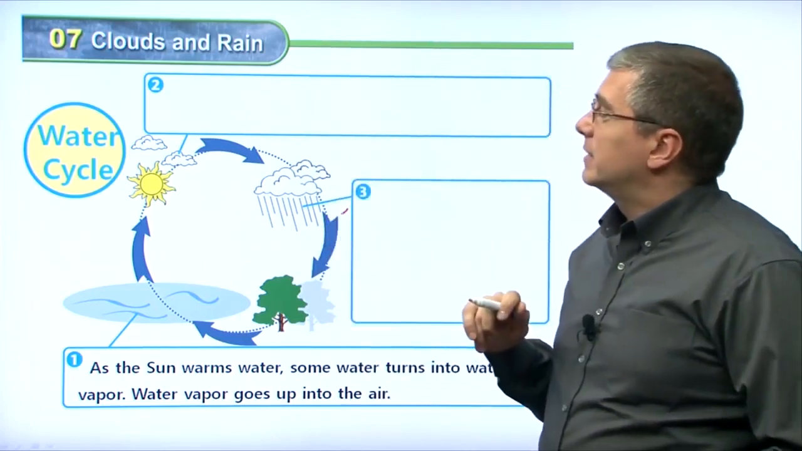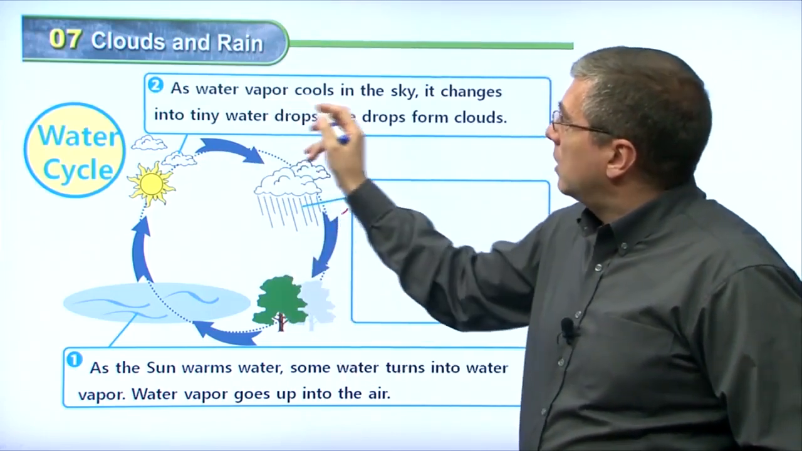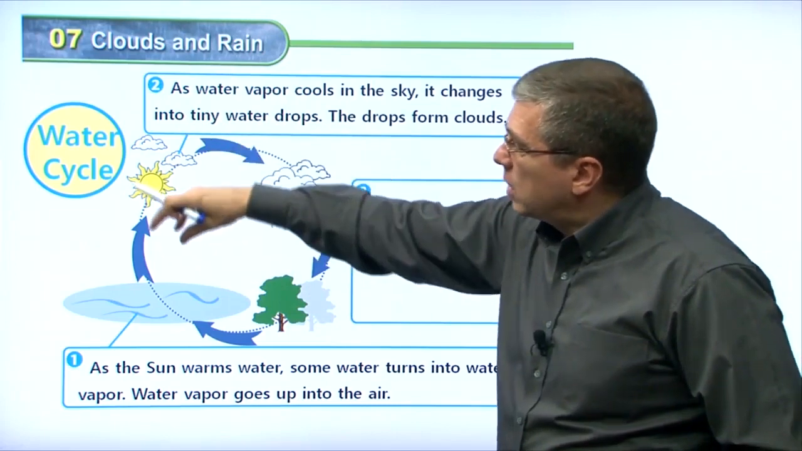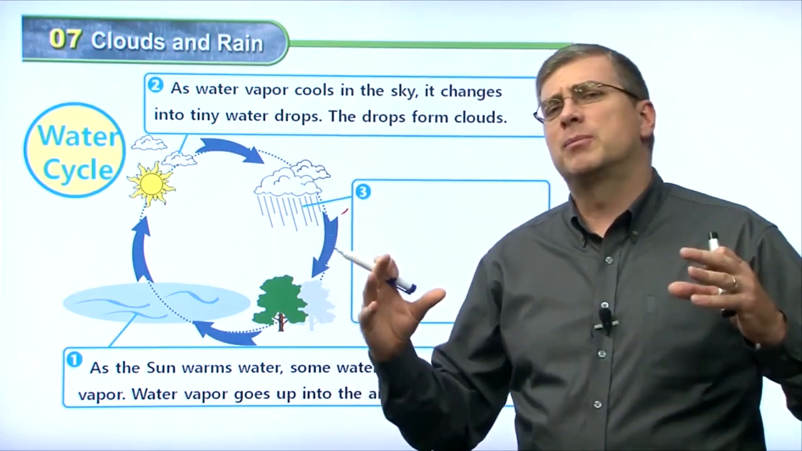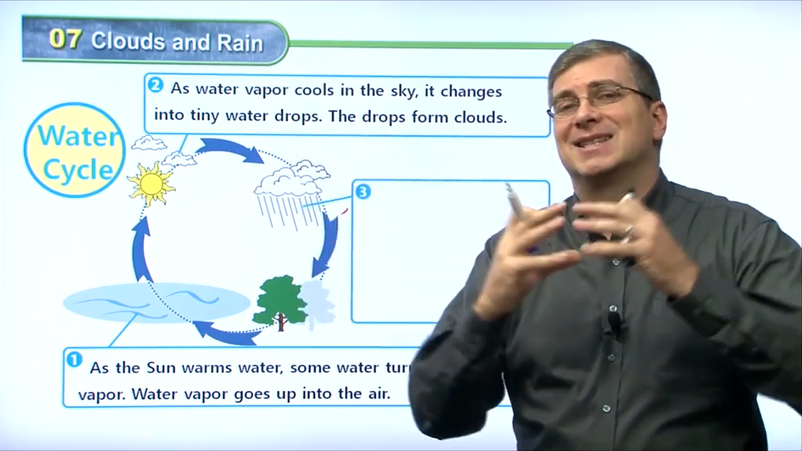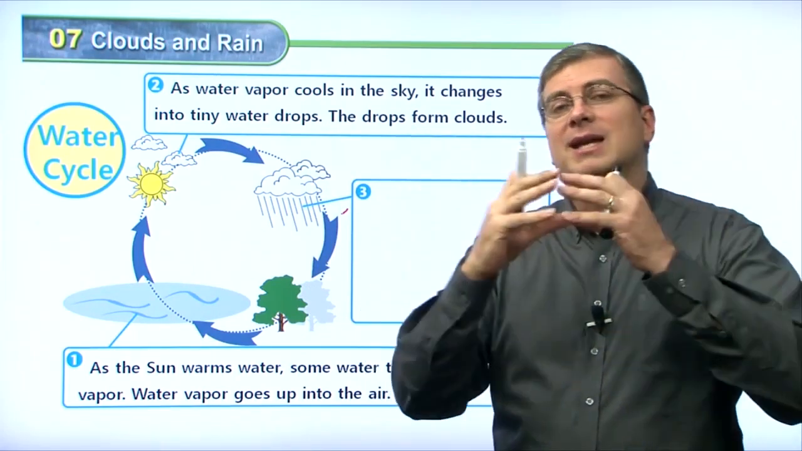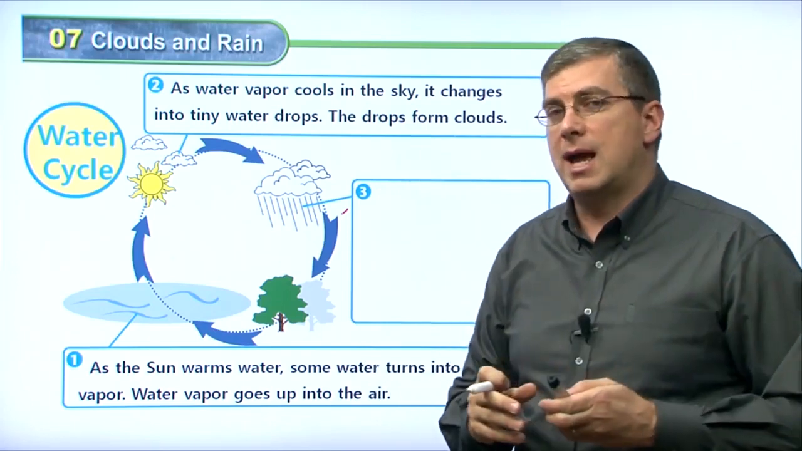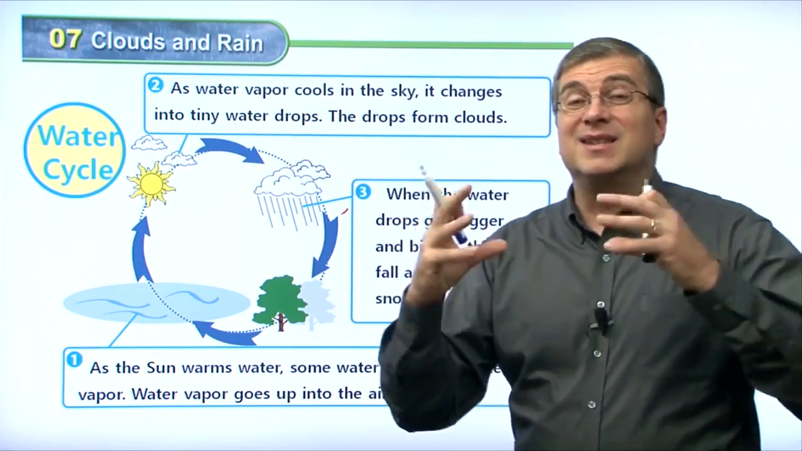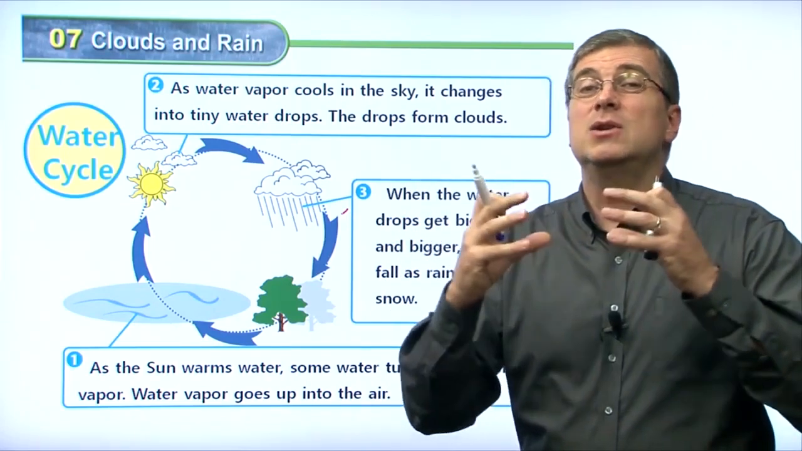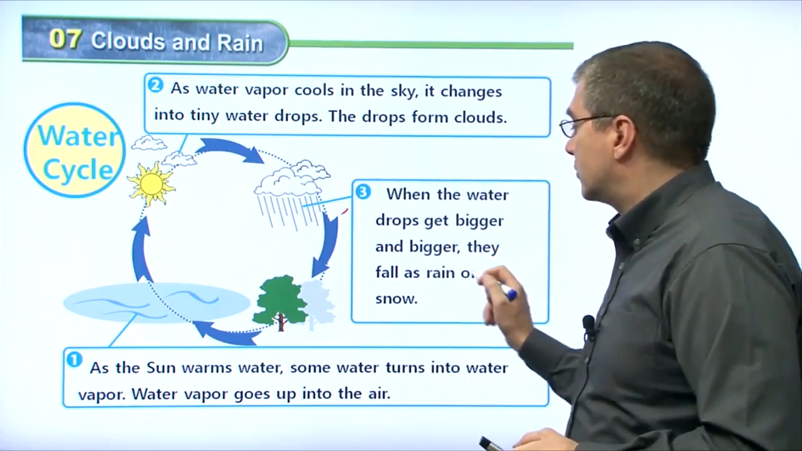Now in the second step, what is the second step? What's going on? Let's take a look. As water vapor cools in the sky, as the water vapor comes on up and cools down, it changes into tiny water drops. What is the process? We say it is starting to condense. These drops form clouds. Now what happens? When the water drops get bigger and bigger, they continue to condense, right? They get heavier and heavier. They fall as rain or snow.